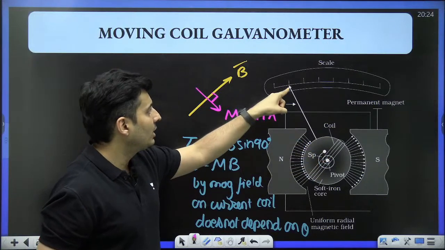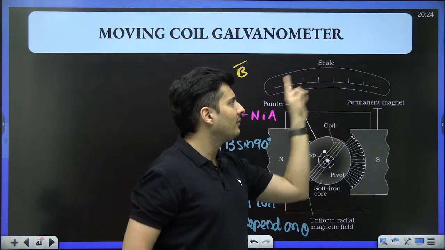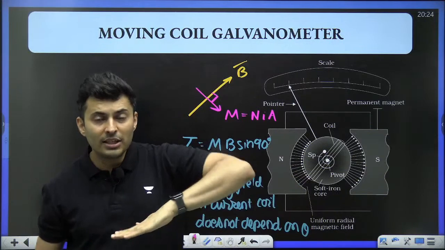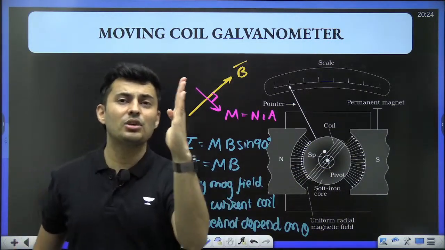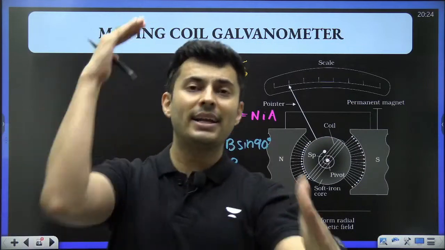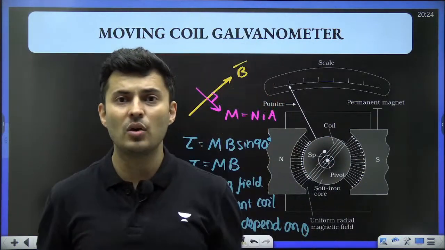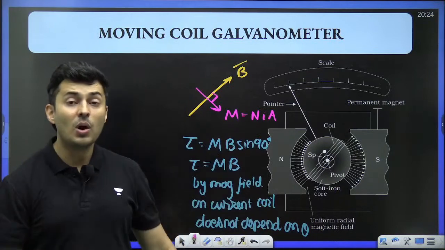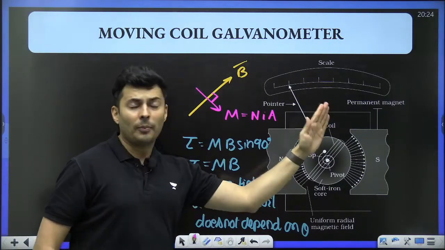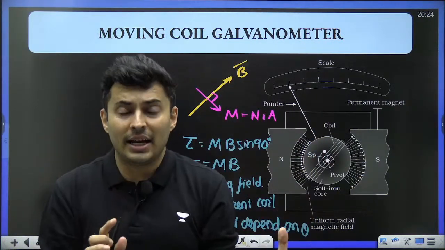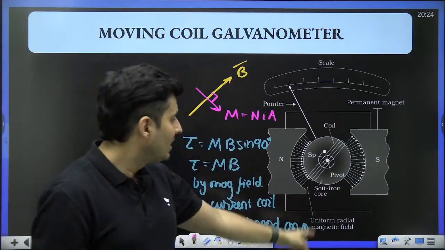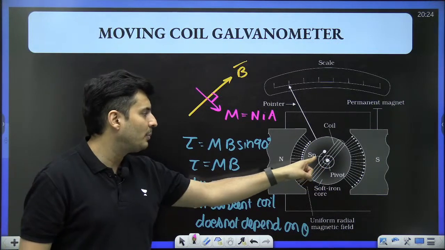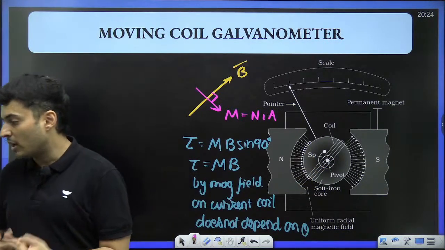That coil is connected to a needle. That needle is just in front of a scale. If there is a lot of torque, obviously it will rotate continuously. Somebody should stop it because you have to show a reading. You have to show some value. How do you show that value? How do you make the needle stop? How do you stop that needle from moving ahead? Because there is a torque by the field, there must be something to oppose it, and that comes from a spring.